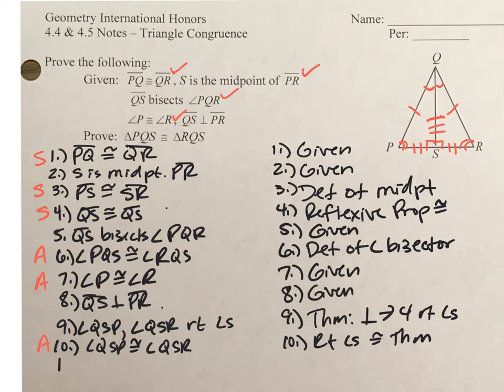So now we can say in step 11 that triangle PQS is congruent to triangle RQS because we have satisfied the definition of congruent triangles. Okay, so we have shown that the two triangles are congruent by showing that we have 1, 2, 3 pairs of sides and 1, 2, 3 pairs of angles congruent. So that proof took quite a bit of time because we had to show 6 pairs of corresponding parts congruent. Well, I have good news. That's the last time that we're going to have to do that. From now on, we're going to be able to show triangles congruent using some shortcuts. So let's go ahead and start learning those shortcuts.